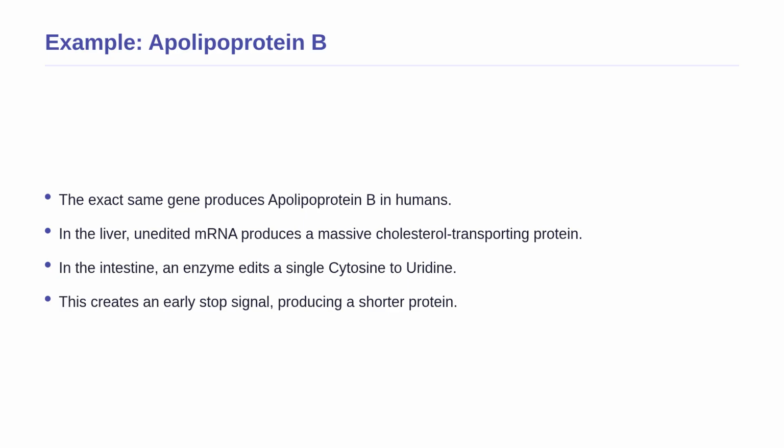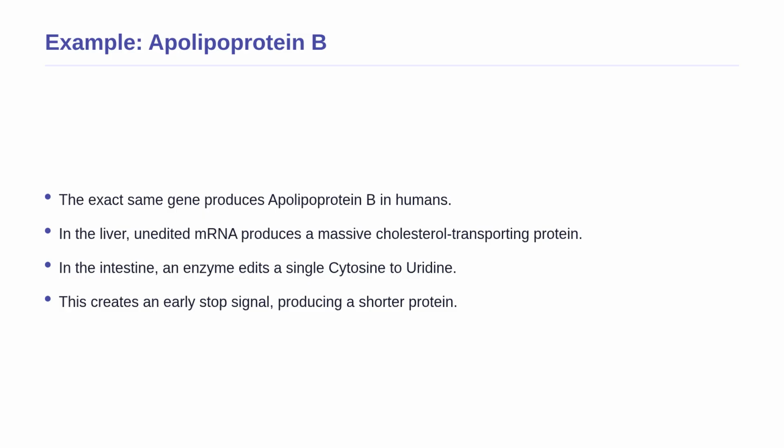Let us see this brilliant strategy in action with a real biological example. In the human body, there is a gene that produces a protein called apolipoprotein B. In the liver, the messenger RNA is left completely unedited. This produces a massive protein that is perfectly designed to transport cholesterol in the blood.